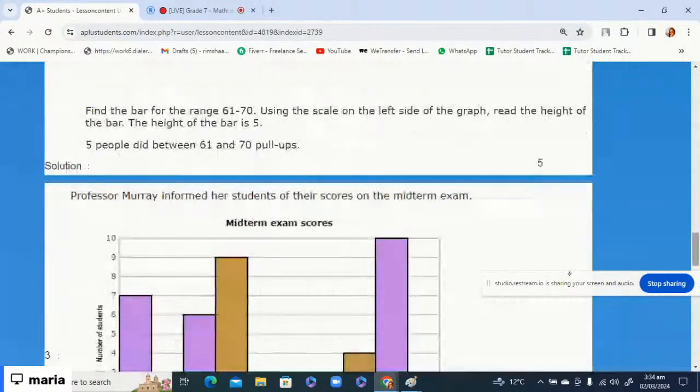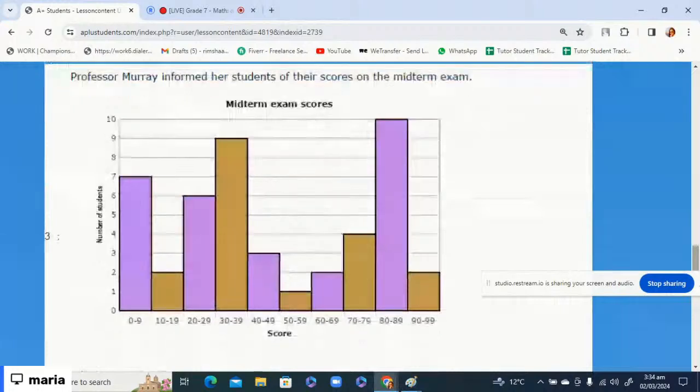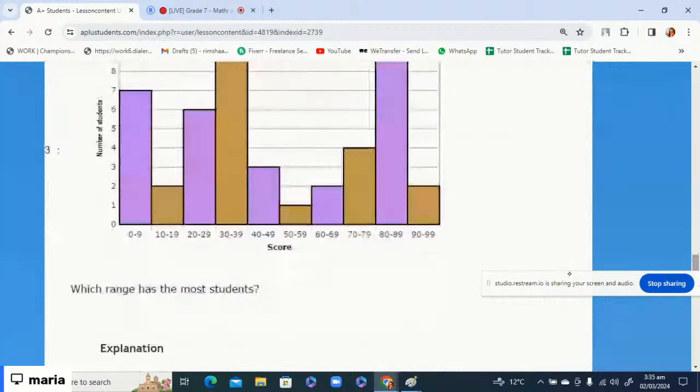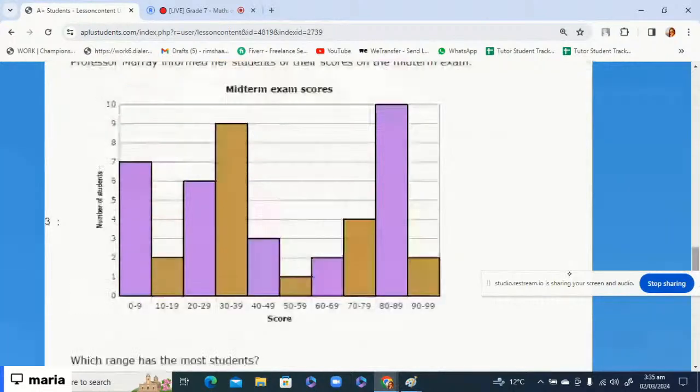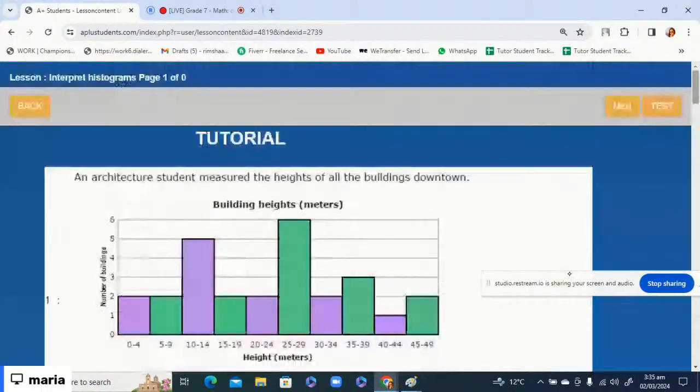Now we're just going to check how many of it and how many of it's not. Professor Mori informed her students of their scores on the midterm exam. Midterm scores and number of students are given. So let's find which range has the most students. Check which one has the greatest bar. 80 to 89. So we can say that 80 to 89 has 10. Okay, now let's do some test questions for that.